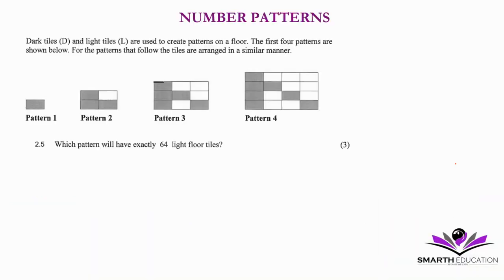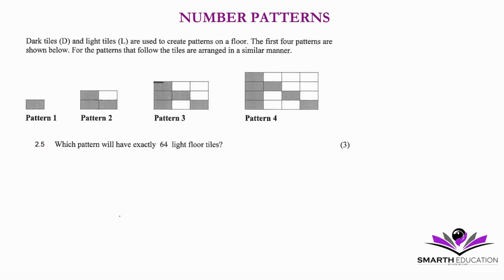Dark tiles D and light tiles L are used to create patterns on a floor. The first 4 patterns are shown below. For the patterns that follow, the tiles are arranged in a similar manner. Which pattern will have exactly 64 light floor tiles?